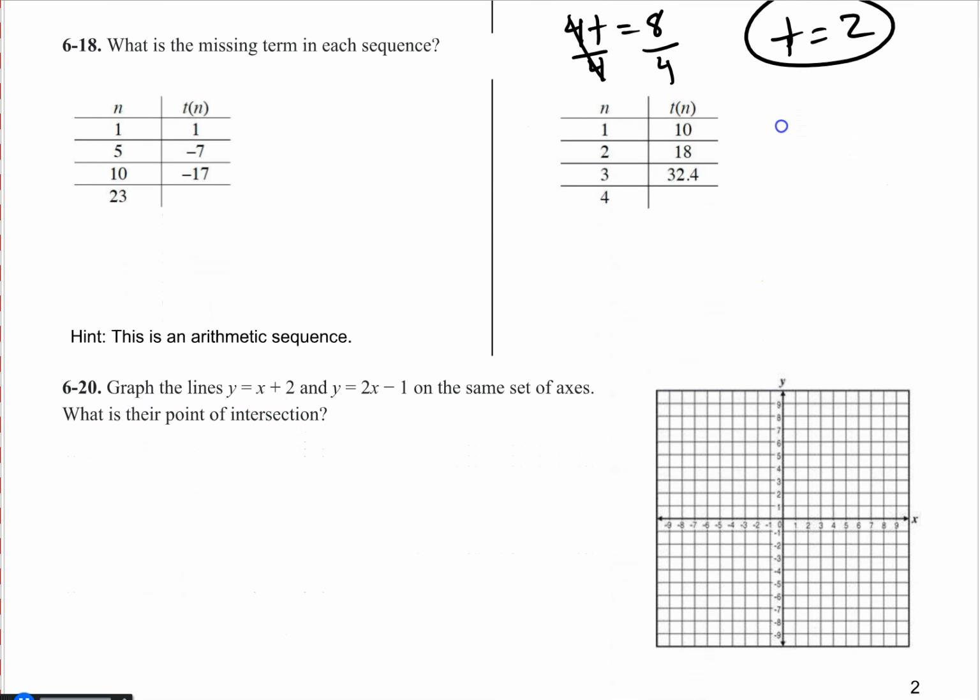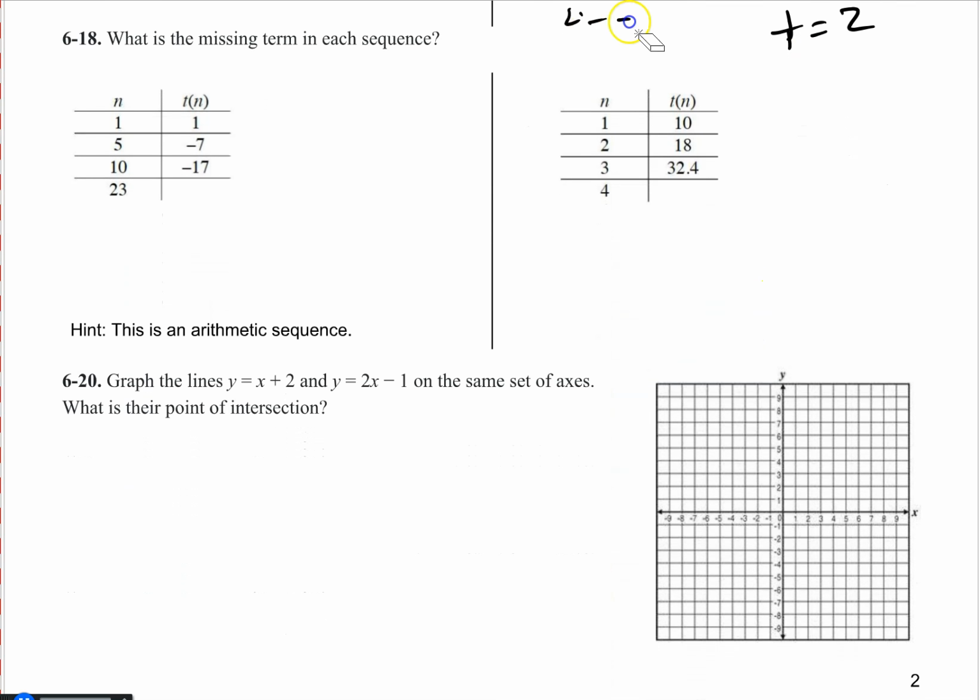Okay, 6-18. Find the missing term in each sequence, and the hint for this one is that it's arithmetic. It doesn't look arithmetic, but look, they're skipping: 1, 5, 10.